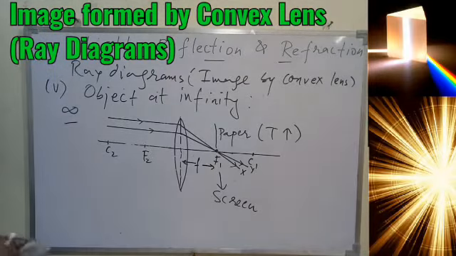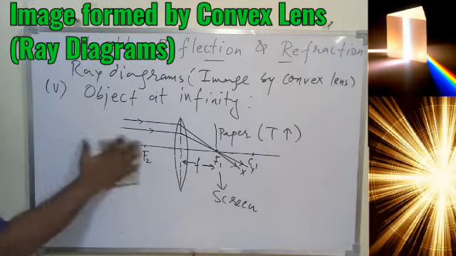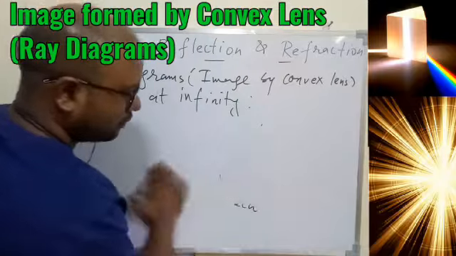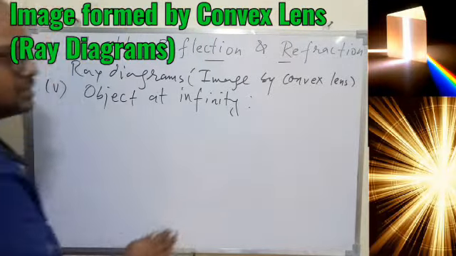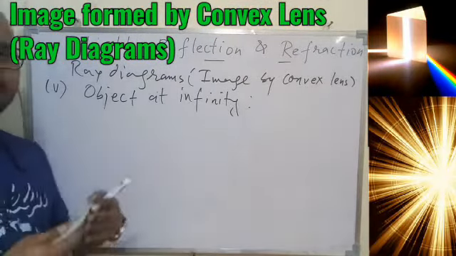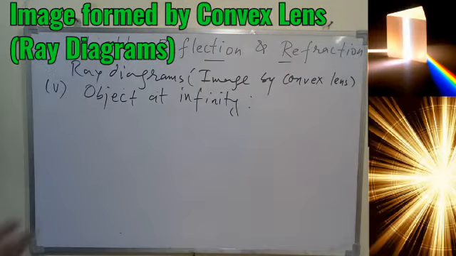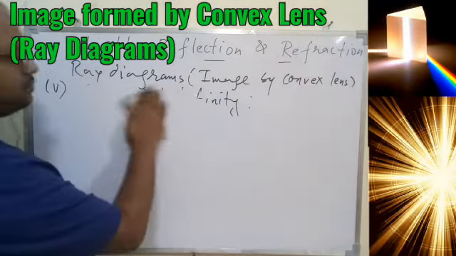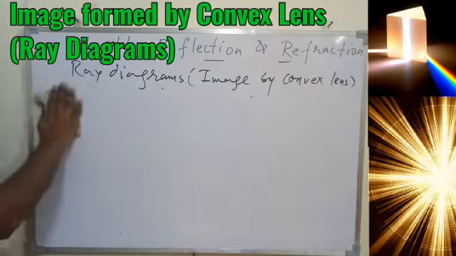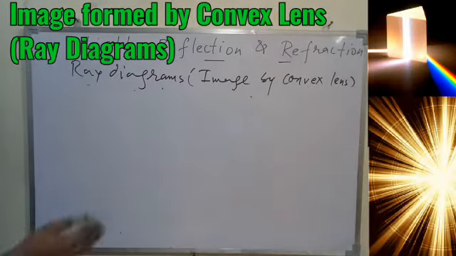Like we did the experiment for concave mirror, we have the same experiment for the convex lens, but the difference is that in the case of a mirror we have the screen in front of the mirror. In the case of a convex lens, the screen will be on the other side. So I hope you understood how the image will be formed by a convex lens.